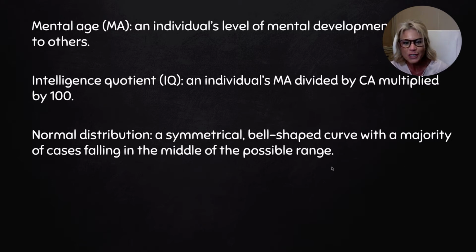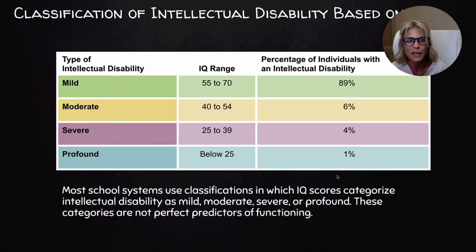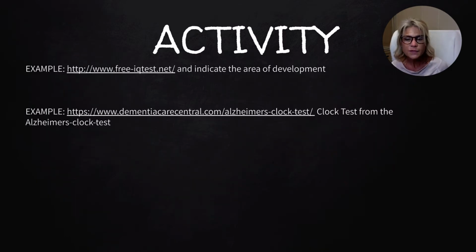Normal distribution is a symmetrical bell-shaped curve with the majority of cases falling in the middle of the possible range. For some types of intellectual disability, if you have a student or a client and their IQ is falling between 55 and 70, you can say they're in the mild, moderate, all the way up to severe and profound, which is below 25. Some type of cognitive assessment.